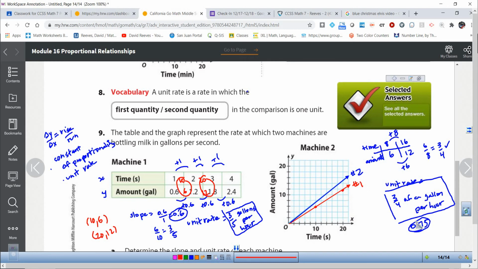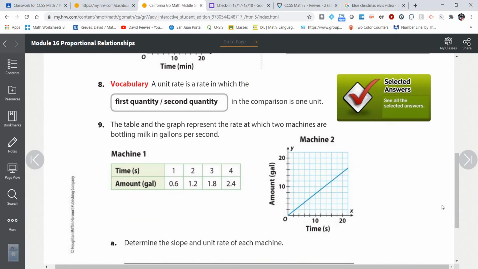We already knew that. Machine 2 is 0.75 or 3/4 of a gallon per hour. I should check that with blue, right? And machine 1 was over here at 3/5 of a gallon per hour. 0.6 is smaller than 0.75. All right. Okay, I was thinking I was going to do 2 examples, but I hit that one pretty thoroughly. So I think we're just going to call it a day.